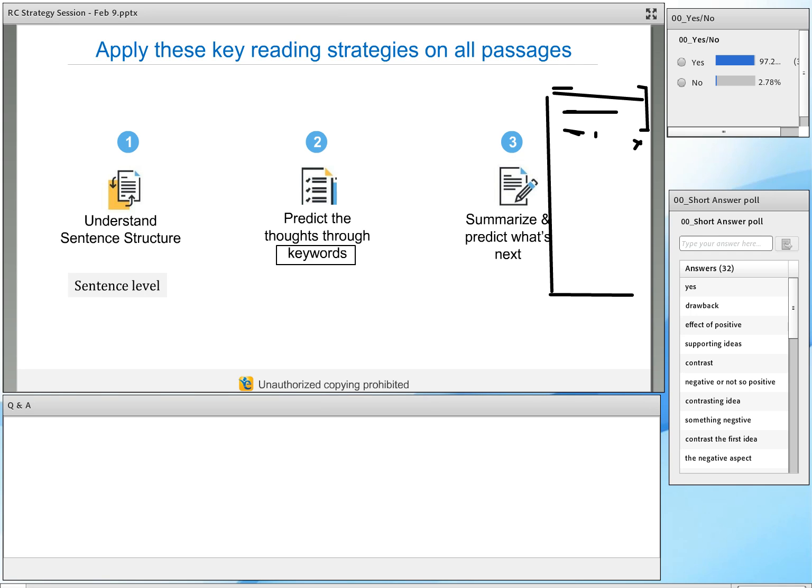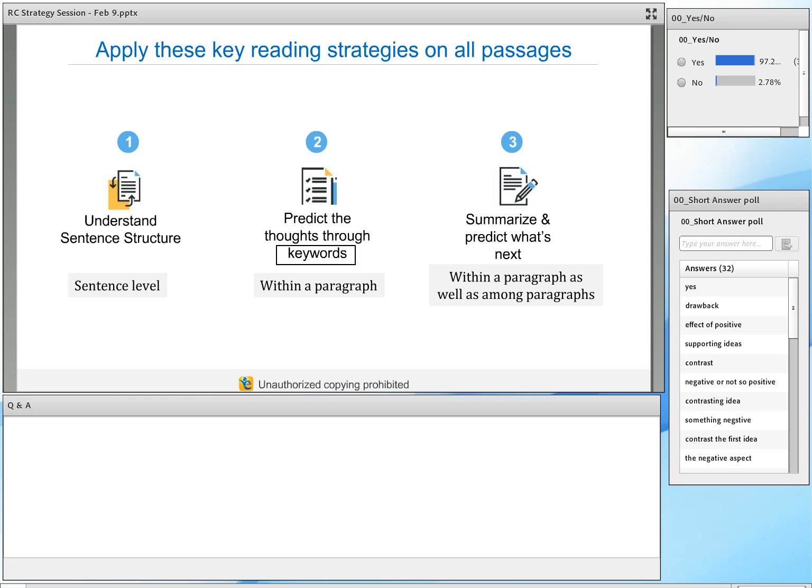Okay. So if you think about it, these are the 3 reading strategies, okay, and very, very important reading strategies. The first one is to be done on the sentence level, okay. The second one has to be done within a paragraph, okay. The third one should be done within a paragraph, again it depends, as well as among the paragraphs. Okay, you should definitely make sure that after every paragraph you stop and you summarize in your own words what that paragraph said.